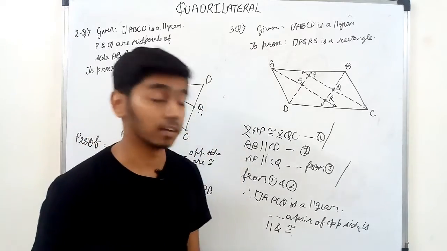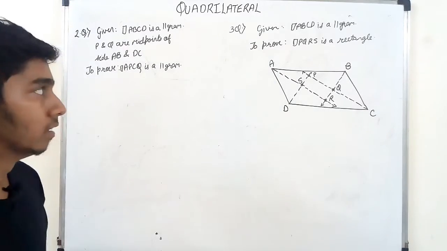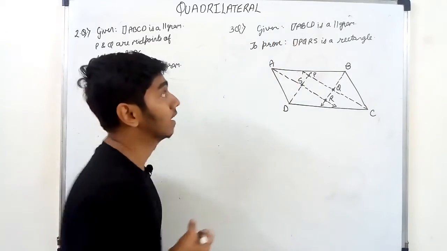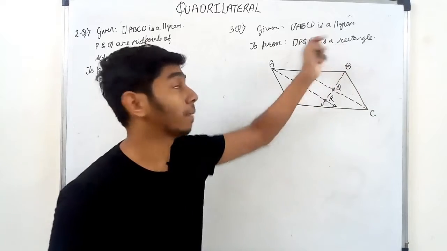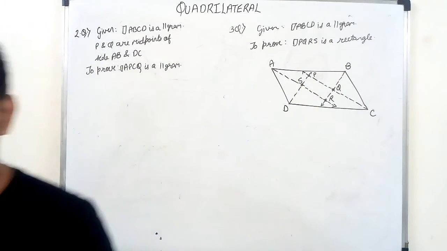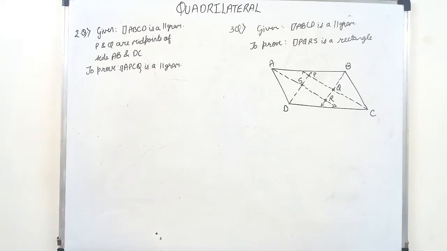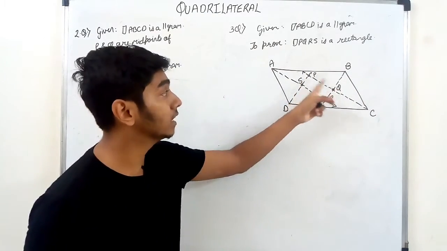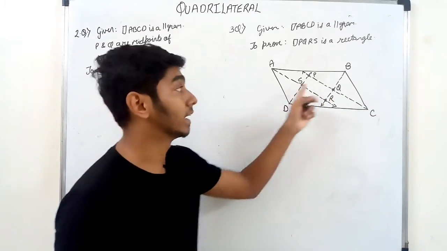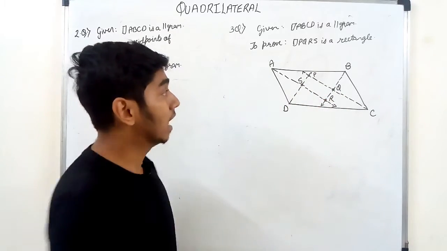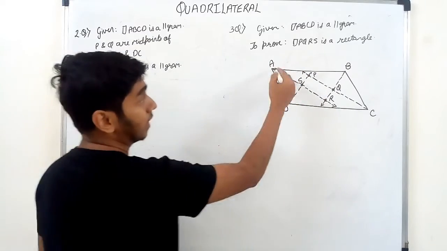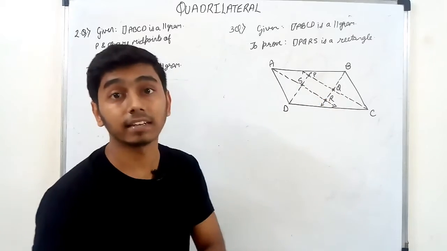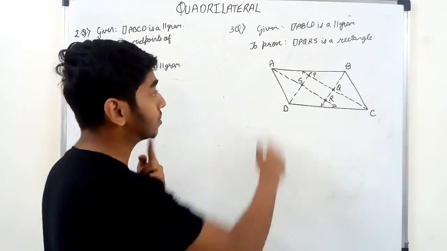Now let's take another question. So here the third question, which says that what is given here, ABCD is a parallelogram, and we have to prove that PQRS is a rectangle. So inside this, whatever these dotted lines, they are all what? The bisectors of angles.